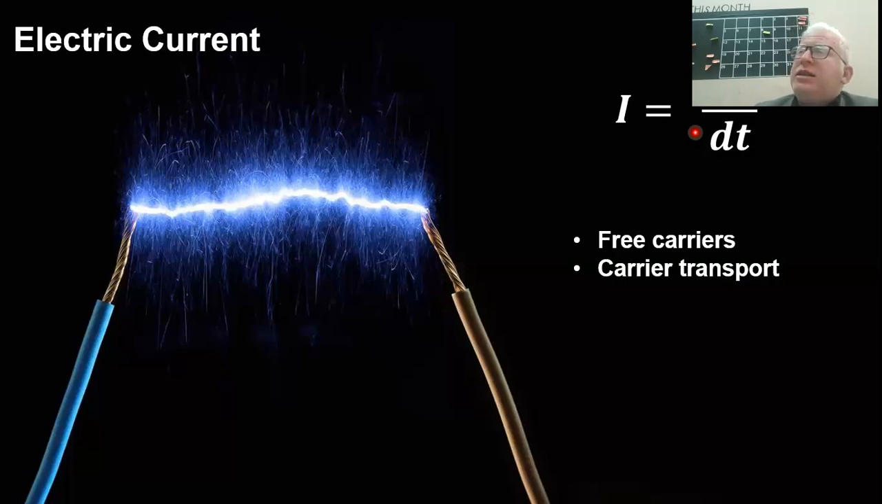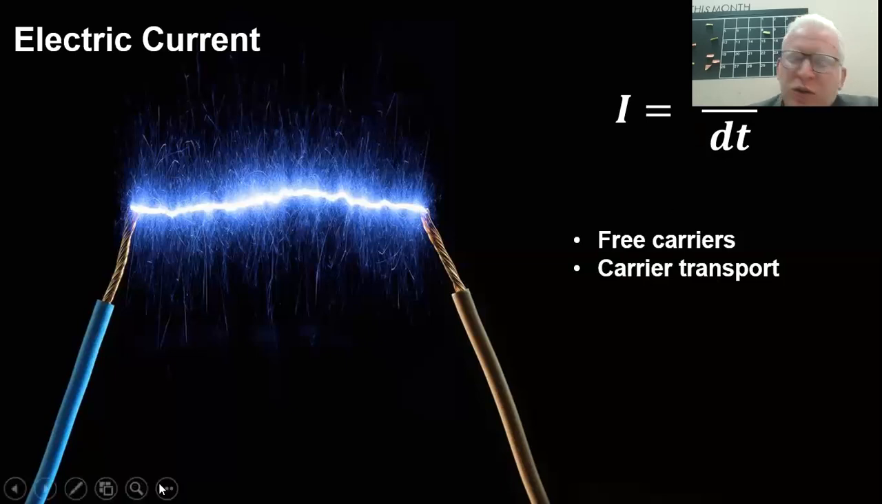But these carriers so far are static carriers. They are not moving in a guided way. So the second condition is to have what's called the carrier transport. This carrier should have a guided motion toward a certain direction. And this is implemented either by drift or diffusion. That's why we call this a drift diffusion model.